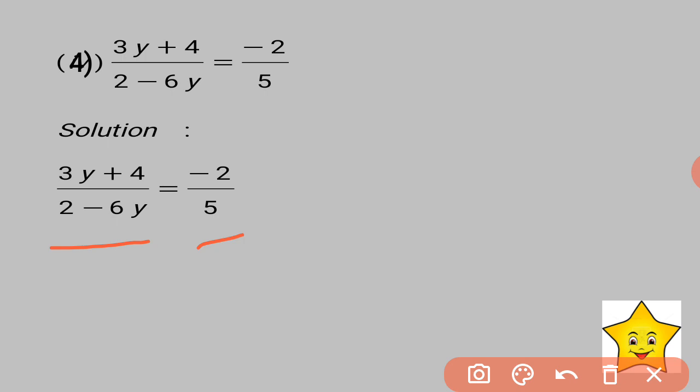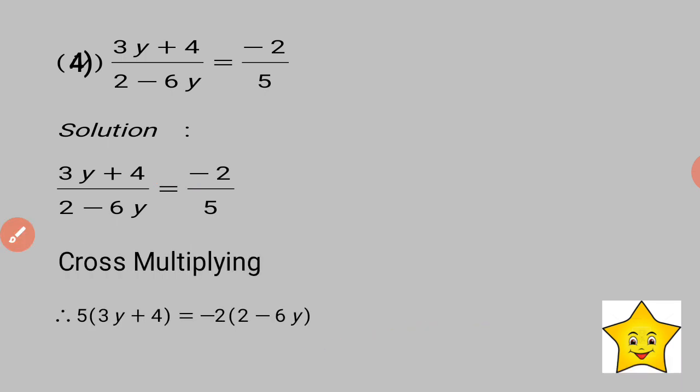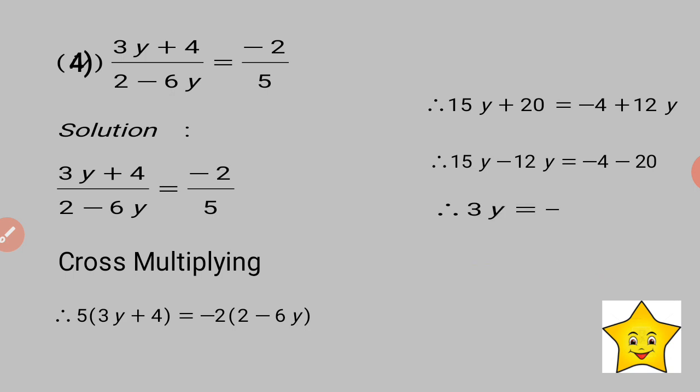Cross multiply. So 5 will be multiplied by 3y plus 4 and minus 2 will be multiplied by 2 minus 6y. So this is what you get. The next step is opening the brackets, transposing y and constants on each side. And this is how you get y equal to minus 24 upon 3, which is nothing but minus 8.